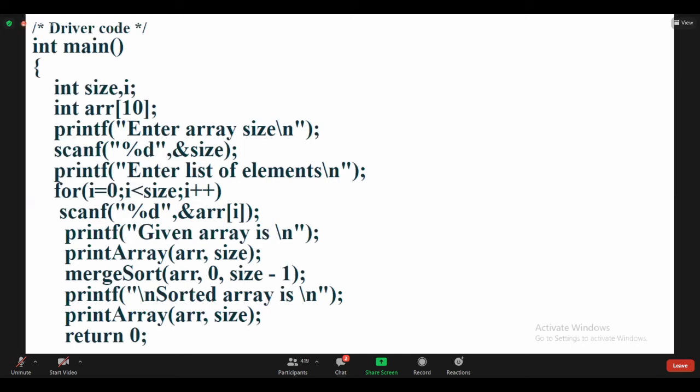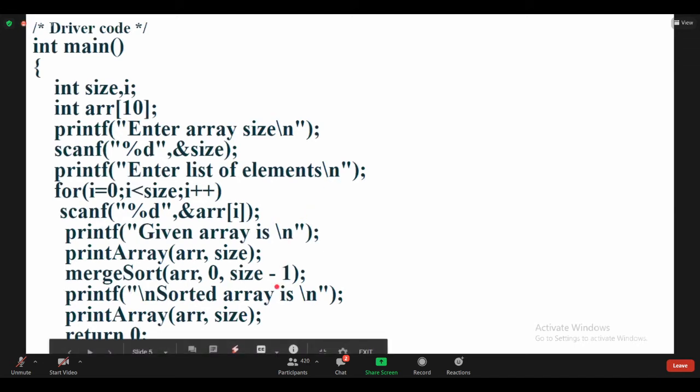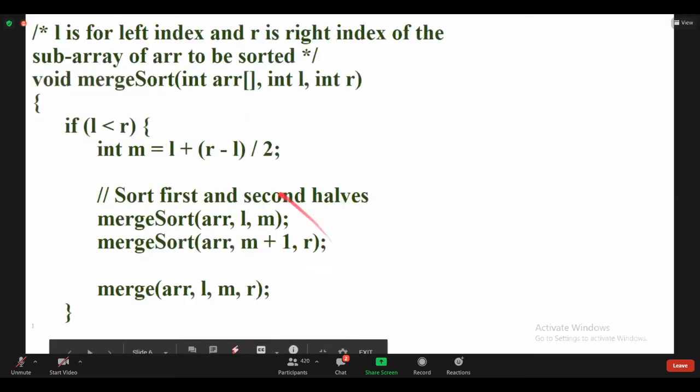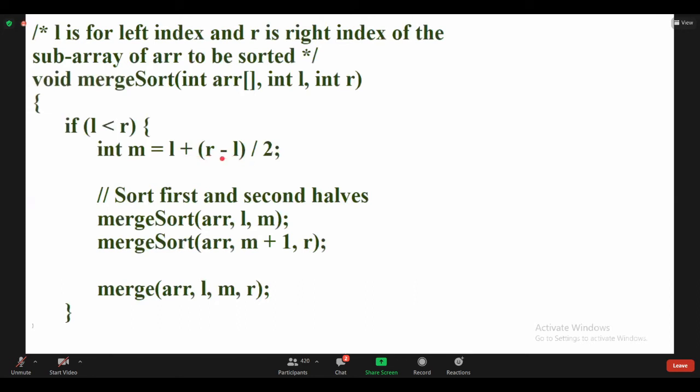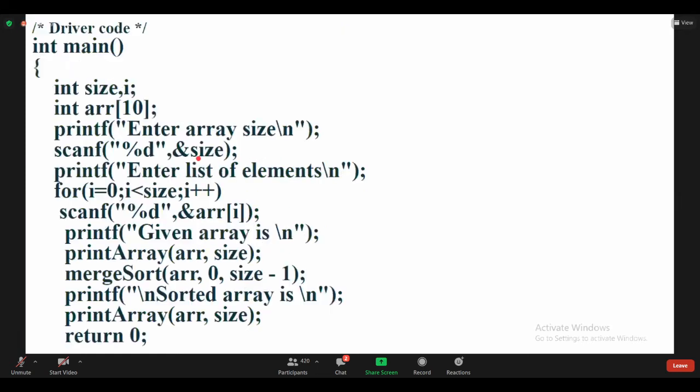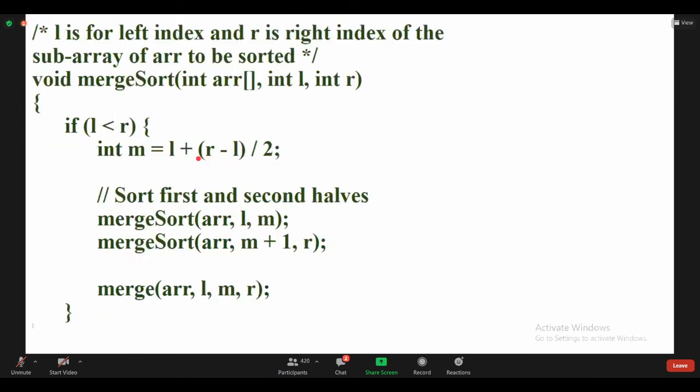As we are passing size minus 1, we calculate L plus R by 2, which is enough, not R minus 1. If you pass the size minus 1, no need for R minus 1. If you pass the size, we take M is equal to L plus R minus 1 by 2. So we take L plus R by 2. M is equal to L plus R by 2. Here R is the size minus 1, so no need for R minus 1.